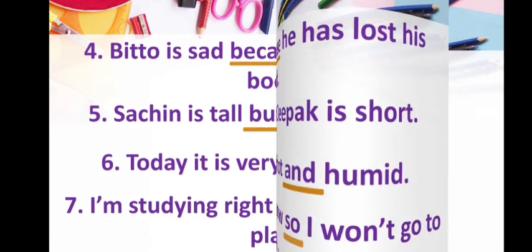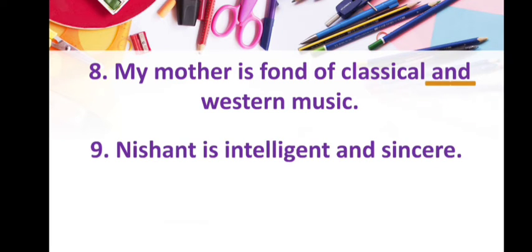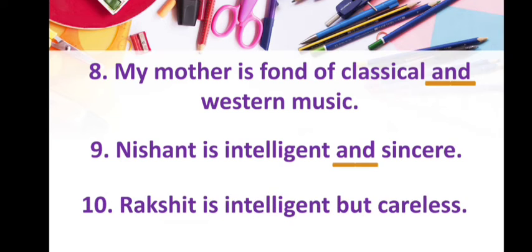The next sentence is my mother is fond of classical and western music. So the conjunction is and. The next sentence is Nishant is intelligent and sincere. Again the conjunction is and. The last sentence is Rakshit is intelligent but careless. And the conjunction is but.